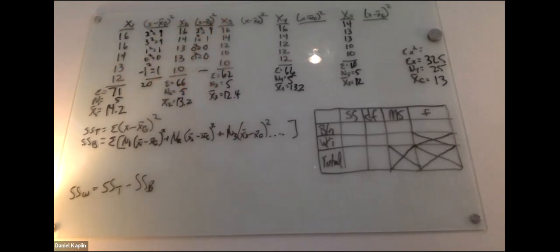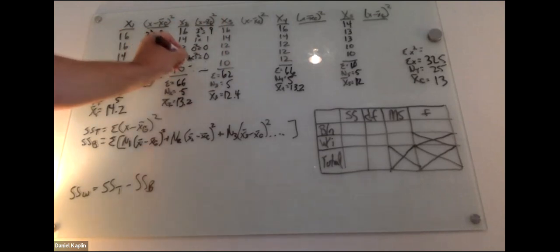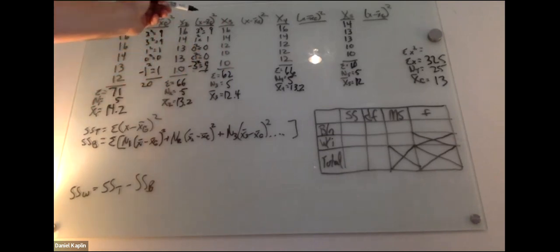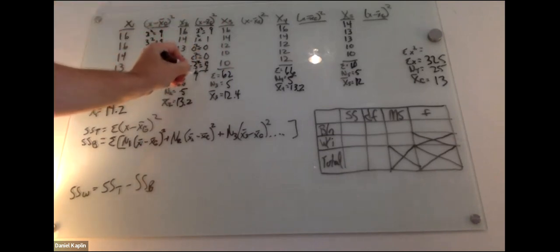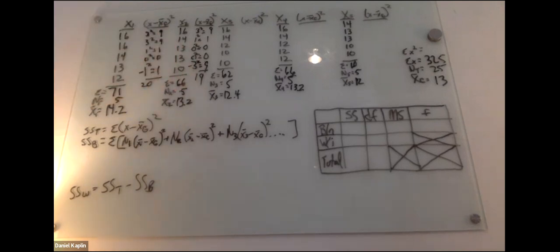So 10 minus 13 is negative 3 squared, which gives us 9. So if we add this up, we're going to get 19. And we're going to keep working our way across. And I'm going to be more careful to make sure my numbers are indeed what they were supposed to be.